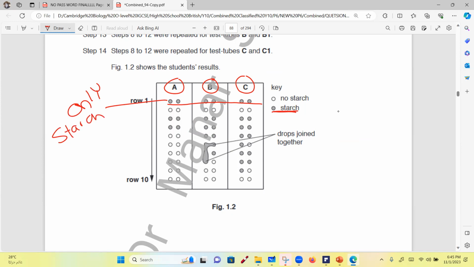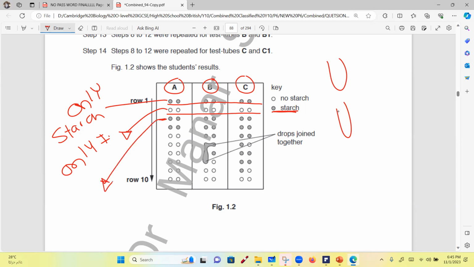This first row. The second row is only iodine. I did not make this up. I figured this out because this is what they told me. And then when you come to read the remaining steps, they mixed the starch and the iodine, and then they took a drop out of the mixture. So this is the first drop when it was mixed.